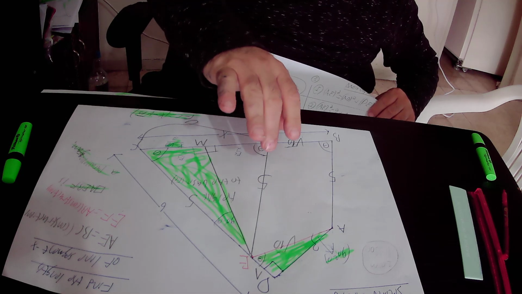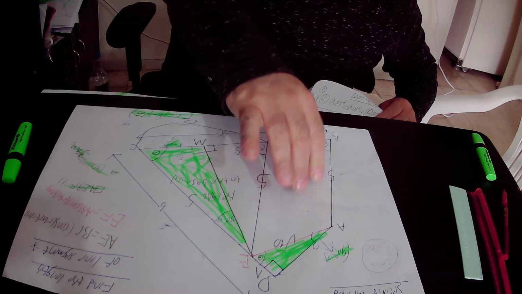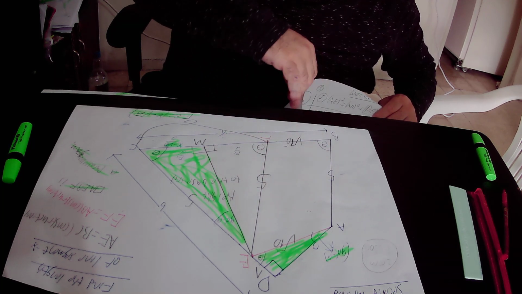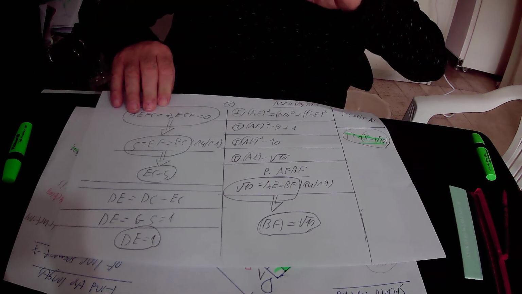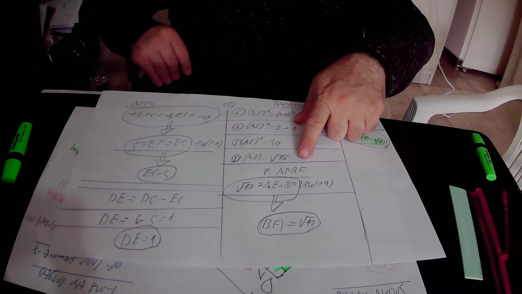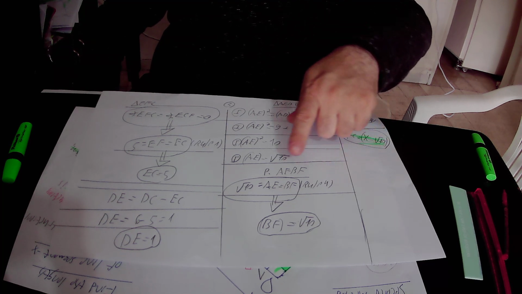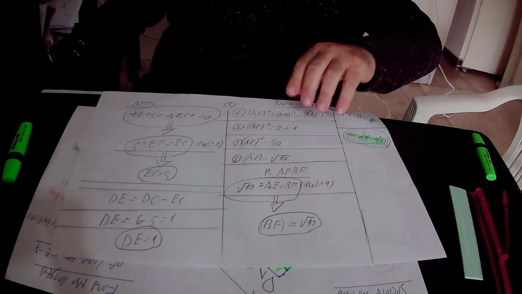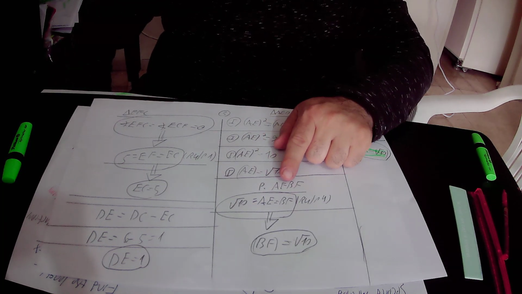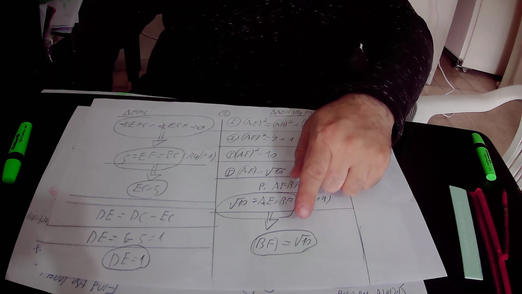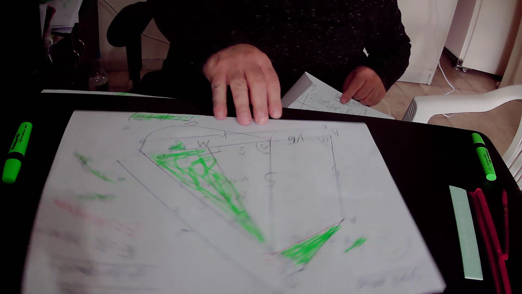Now we can use rule number 4 in this parallelogram AEBF in order to find the length of BF. Why? Because if we focus here on parallelogram AEBF, AE must be equal to BF according to rule number 4. But AE equals the square root of 10 units. So from this expression, square root of 10 units equals AE equals BF, we derive that BF is also equal to the square root of 10 units.